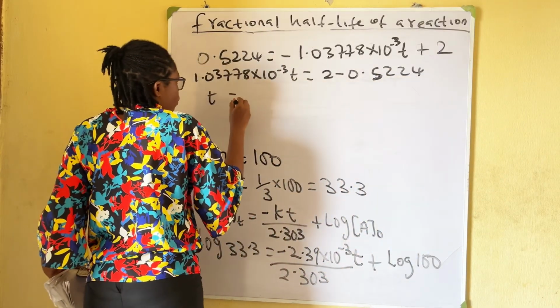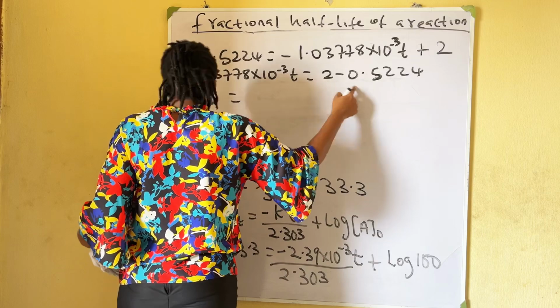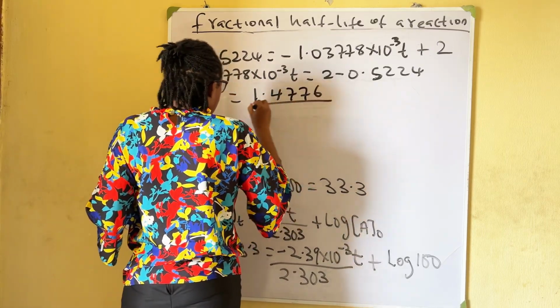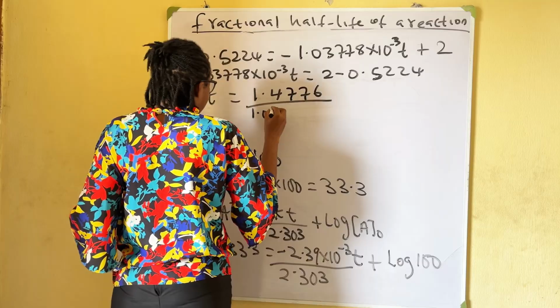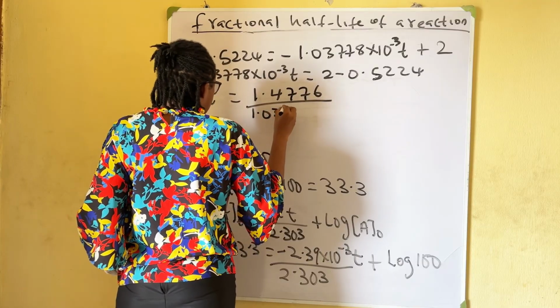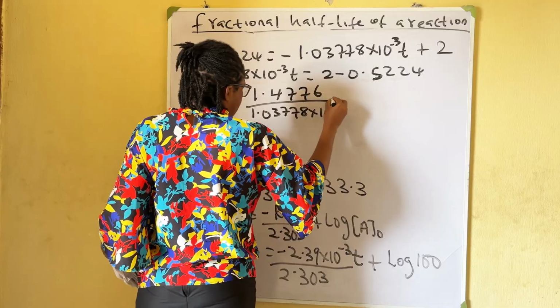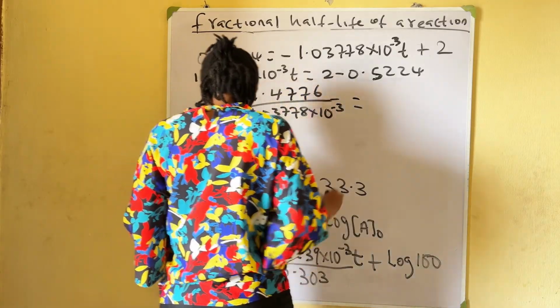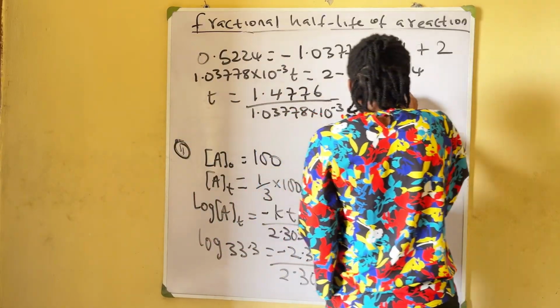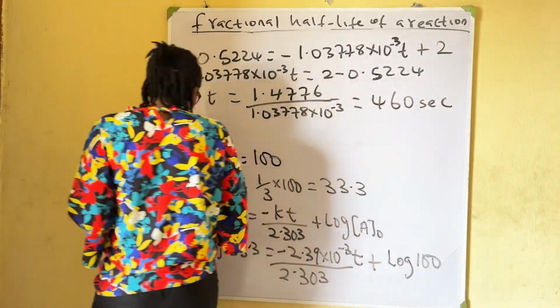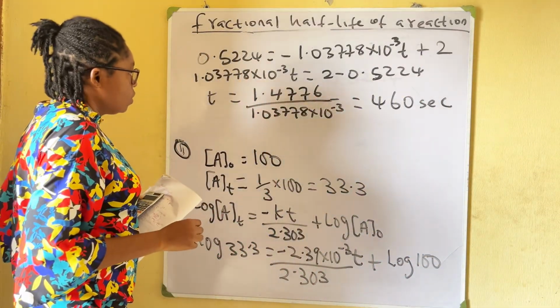So the value of t, when you subtract this value, you have 1.776 divided by 1.03778 times 10 raised to the power minus 3. So the answer you will get is 460 seconds. So that's the answer. The answer is 460 seconds.